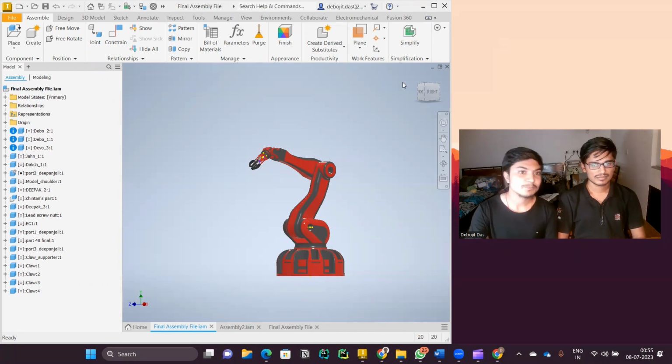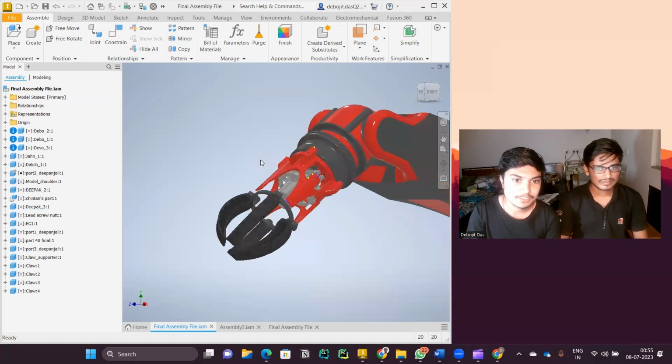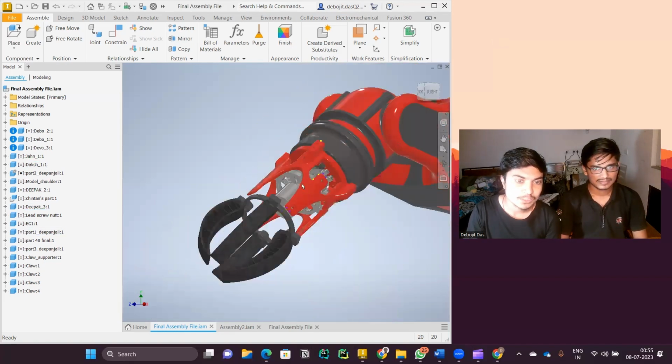And till now, we have covered all the major parts, and this is the wrist part of the robotic arm. This may look simple, but it consists of many other sub parts which were created by our team members who are not available today. So the wrist consists of sub parts like the gripper claw, base plate for gripper claw, and other plate connectors.